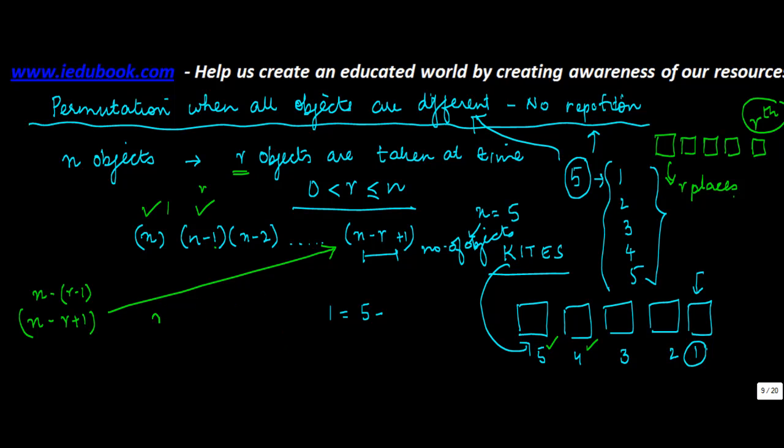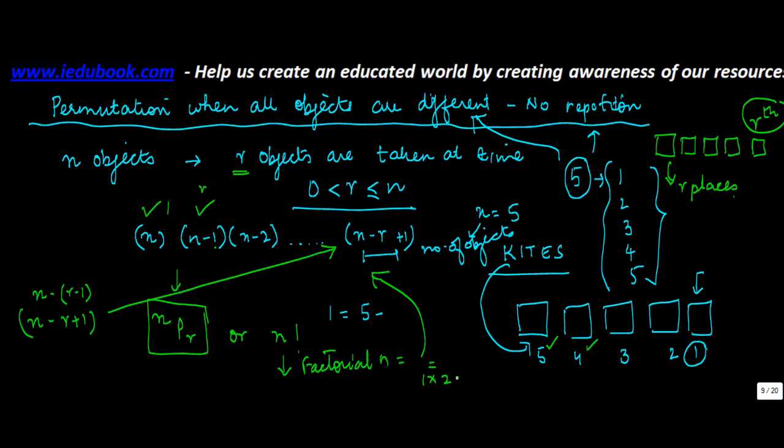And in terms of formula, that is written as NPR, or N factorial, which is also known as factorial N, and this is equal to this particular formula. So the permutation is NPR, or factorial N, which is basically nothing but 1 into 2 into 3 into up to N minus 1, into N. So this is how you write factorial N.